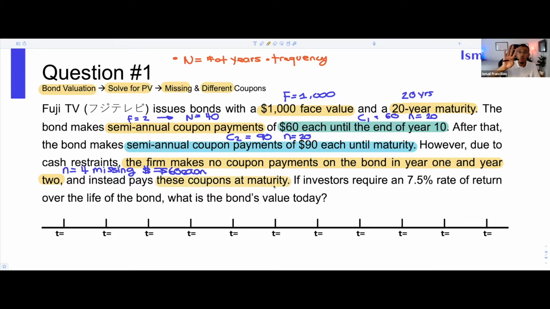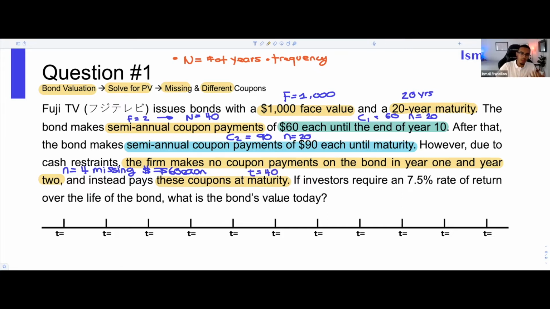So these 4 coupon payments that we missed will be paid at the end, okay? At the end, when the bond is over, at maturity. At maturity means at n equals 40, or t equals 40, if you will. So they're going to do this at t equals 40, all right?